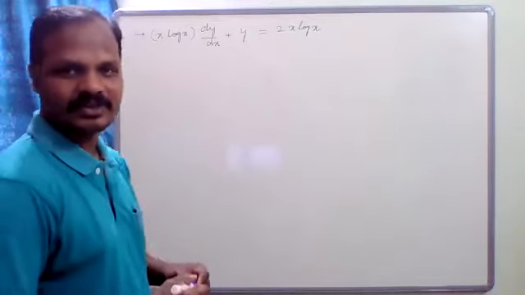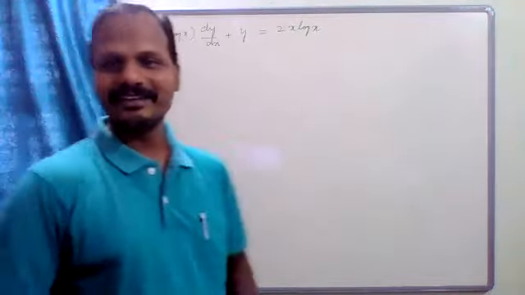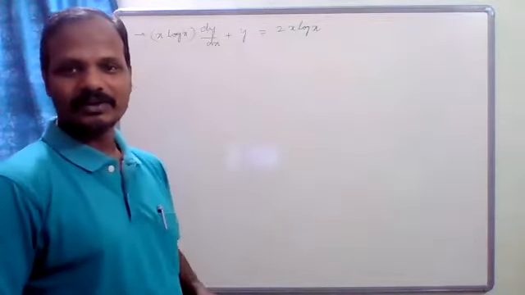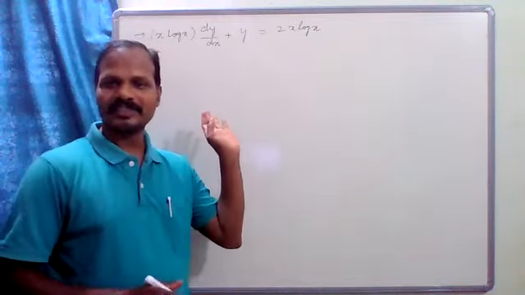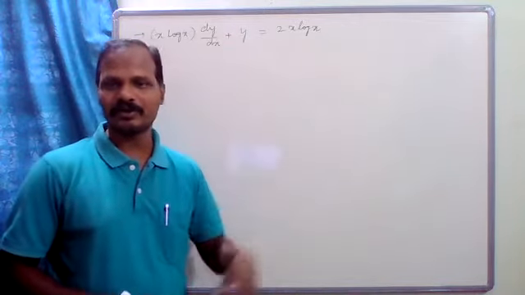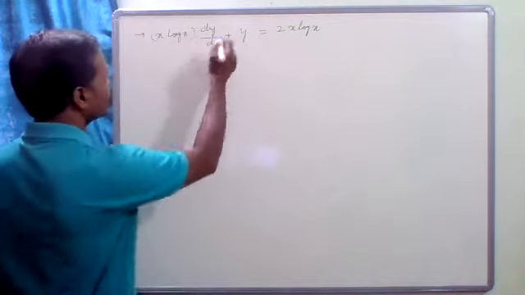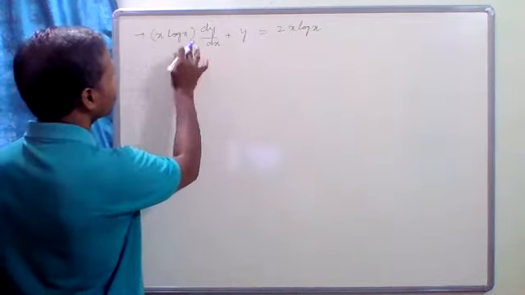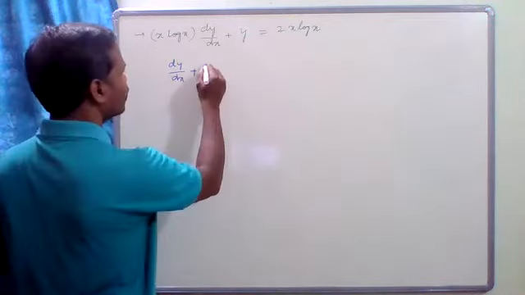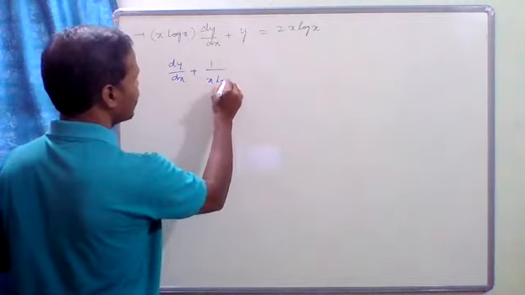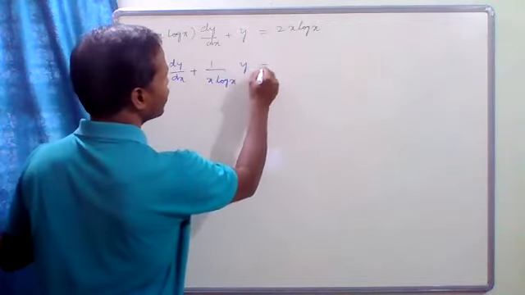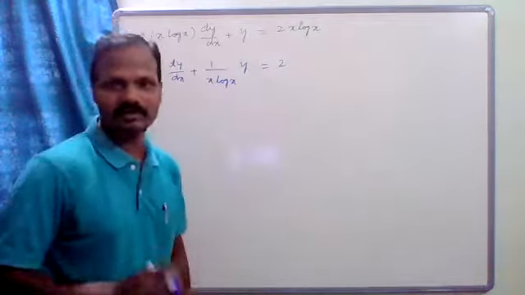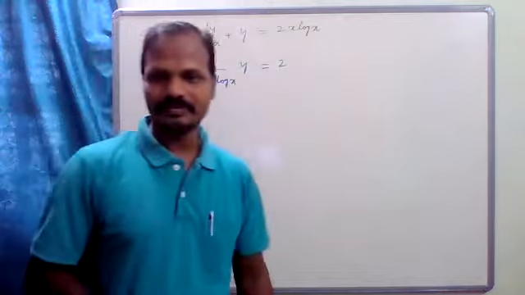Okay, so let us start the solution. Since it is linear in y, we have to solve by using case 1. That means you have to convert this equation into dy by dx plus py equal to q. For that purpose, divide with x log x. So dy by dx plus 1 by x log x into y equal to 2x log x by x log x. The x log x will be cancelled, so equal to 2.